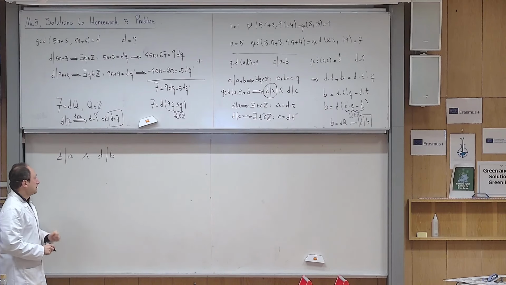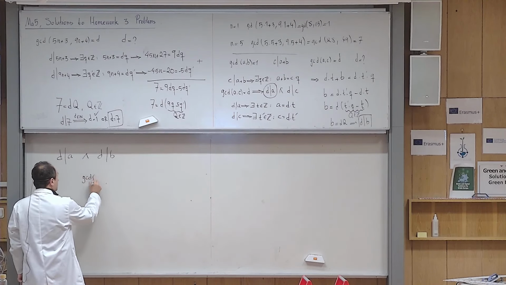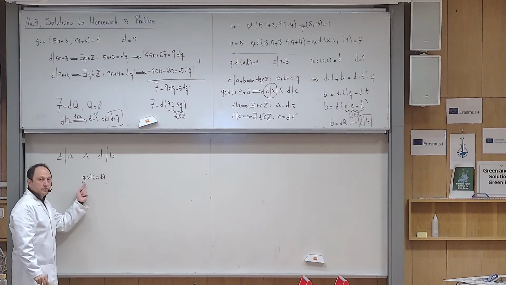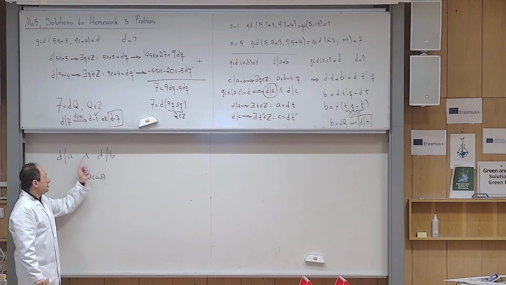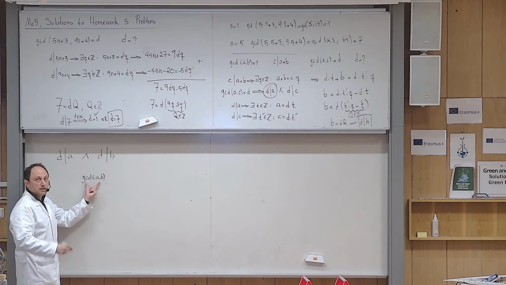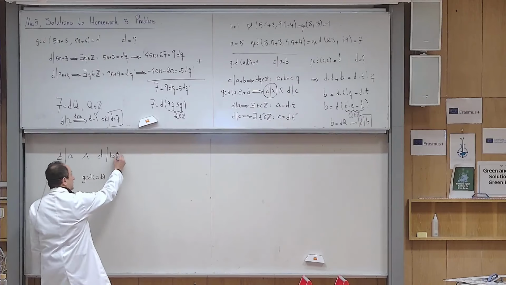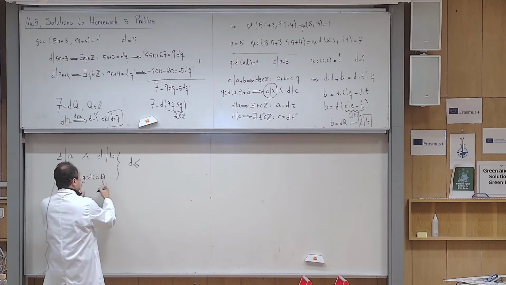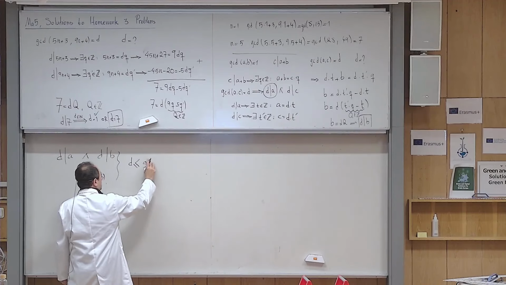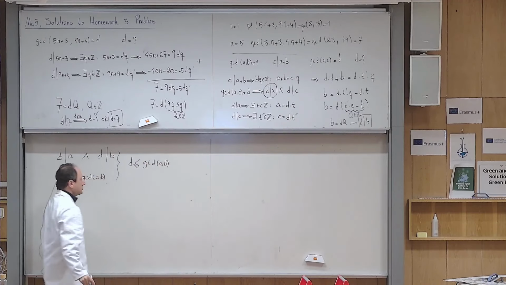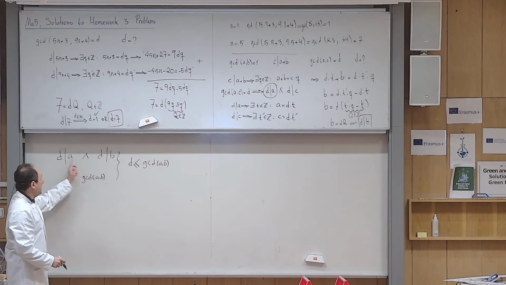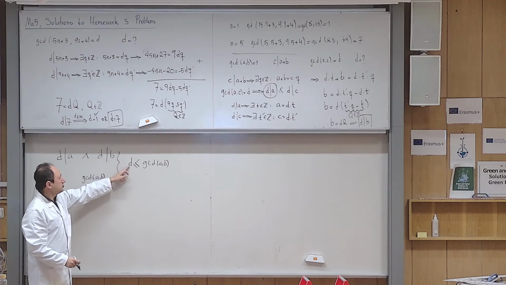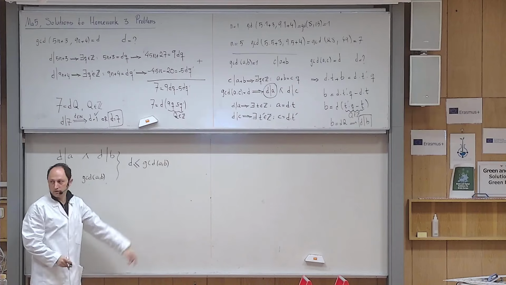So d is a common divisor, but GCD of a and b is the greatest common divisor. Okay? D is a common divisor because it divides a and b simultaneously, but GCD is the greatest common divisor. So what does it mean? It means d, which is a common divisor, should be at most equal to the greatest common divisor. Yes? This is logical, yes? The greatest common divisor, a common divisor.